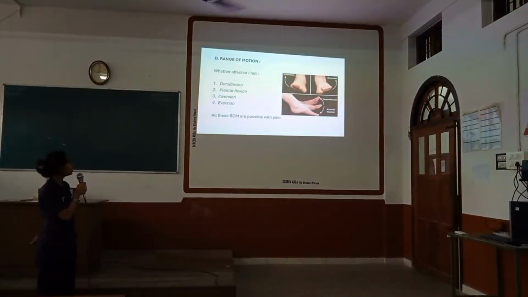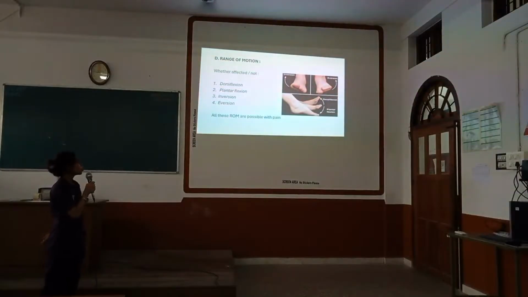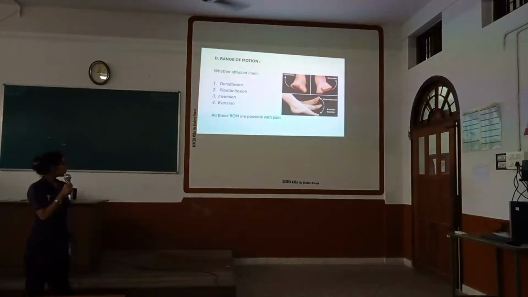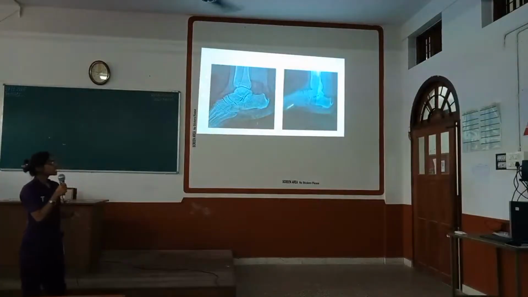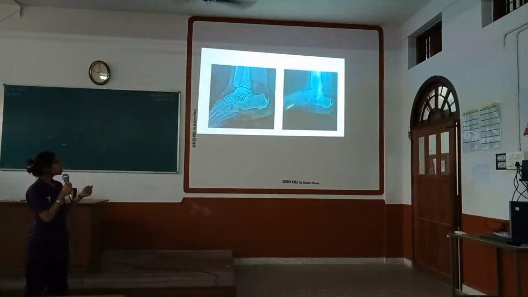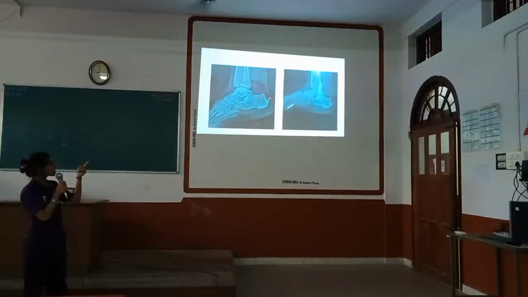Range of motion, whether affected or not. Dorsiflexion, plantar flexion, inversion, eversion are the range of motion of the ankle joint. And in this case, all the ranges of motion are possible with pain. This is the X-ray of our patient showing calcaneal spur on both the dorsal and the plantar aspects.